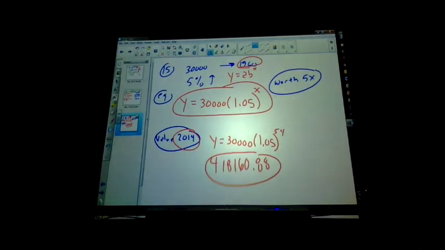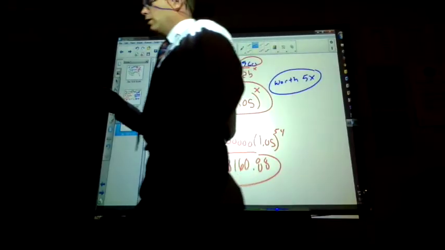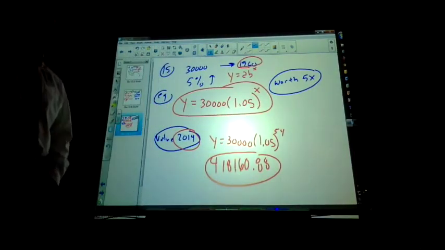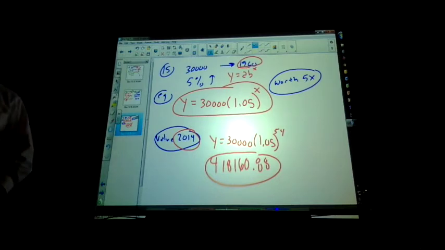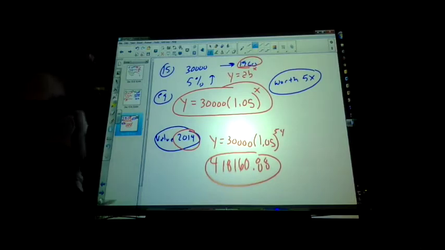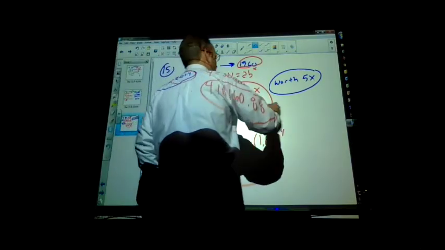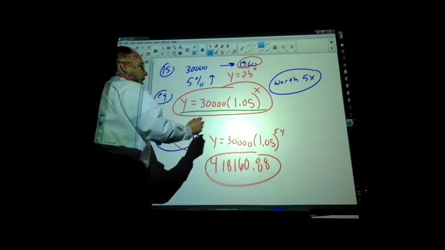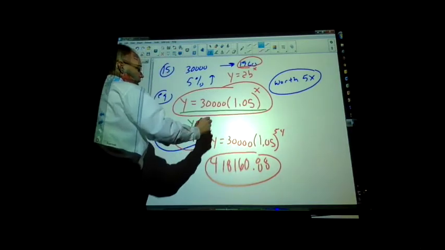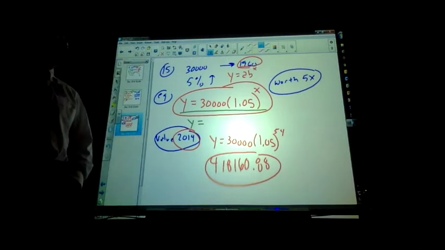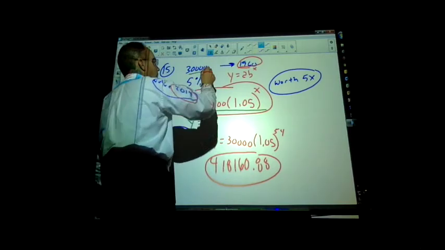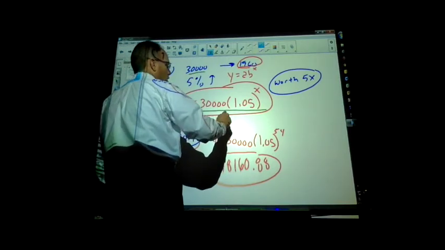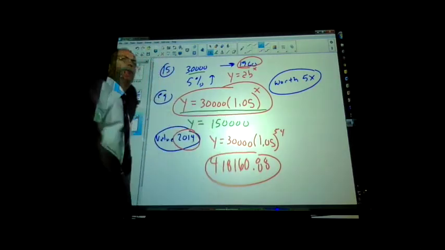All right. So we would like to now know, when exactly is this going to be worth 5 times its original worth? Okay, so you need to graph this equation on your calculator. But then you also need to graph this. This will be under y2. So 5 times its original value, so 5 times that is going to be 150,000.